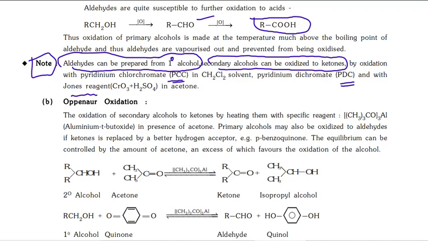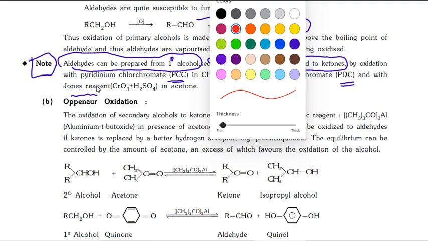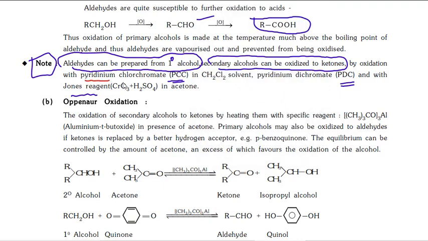What is PCC? Pyridinium chlorochromate. What is PDC? Pyridinium dichromate. Here the solvent we are taking is dichloromethane, CH2Cl2. The third one is the Jones reagent. It is in acidic medium: chromium trioxide plus H2SO4 in acetone. An aprotic solvent is taken here.